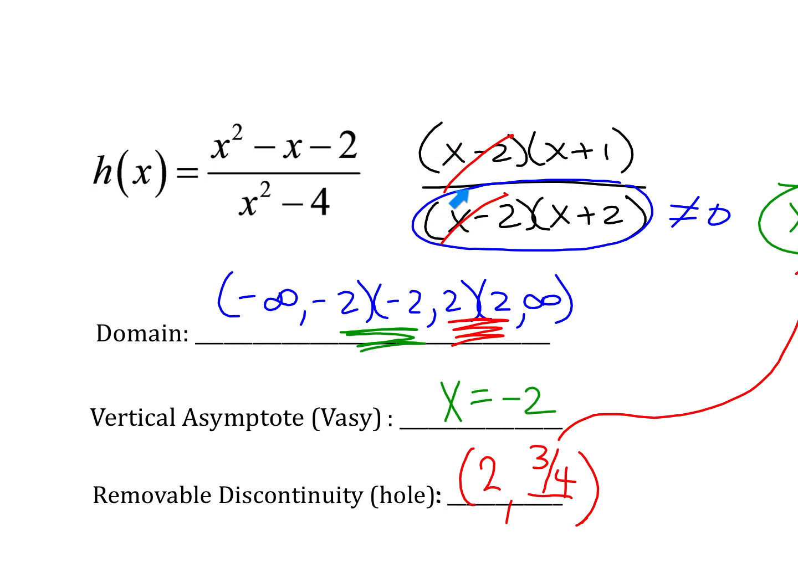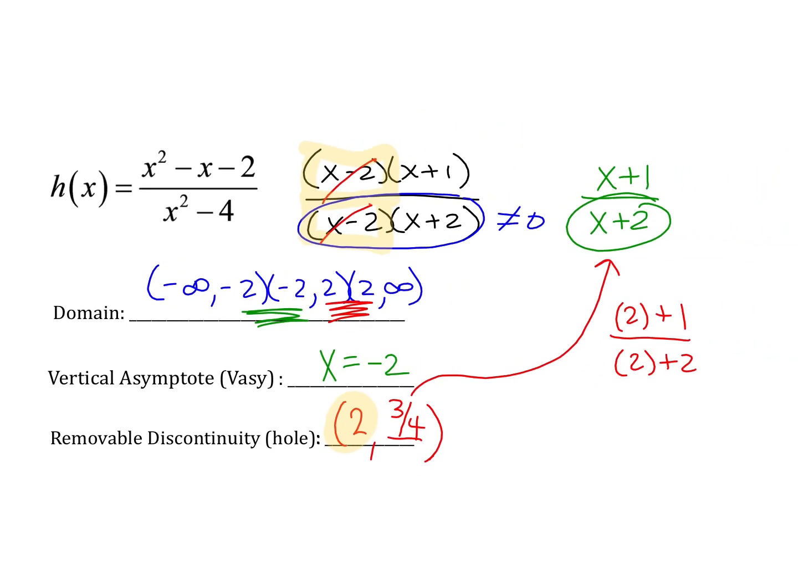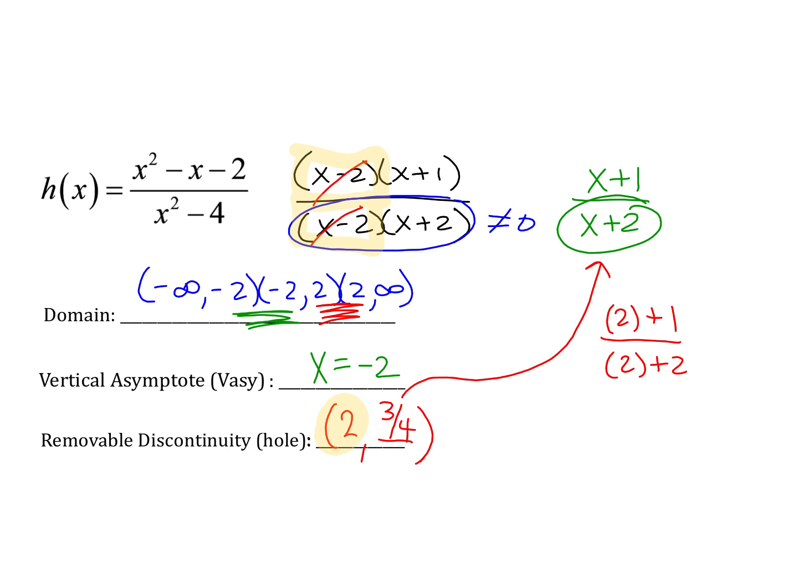Well, I'm noticing here that x minus 2's cancel out. They've been removed. Since those cancel out, they tell me where a removable discontinuity occurs. So x minus 2 as a factor corresponds to an x value of 2. The x plus 2 did not cancel out, so that stays as a vertical asymptote.